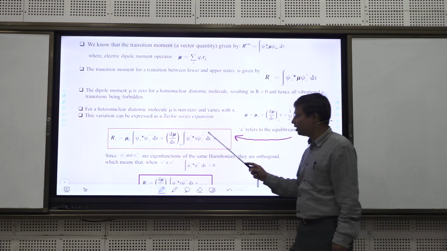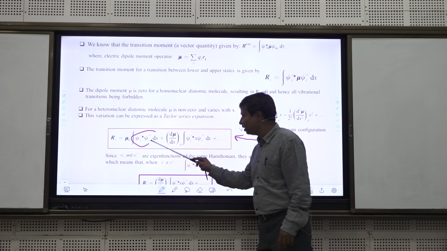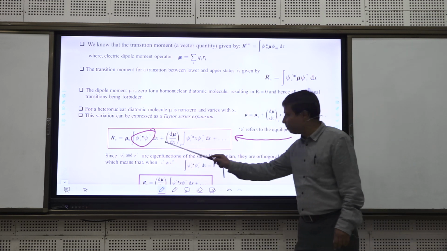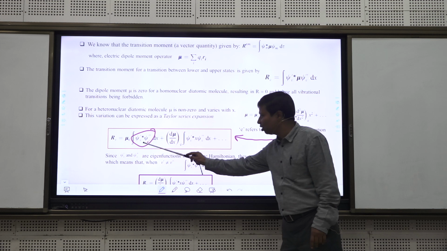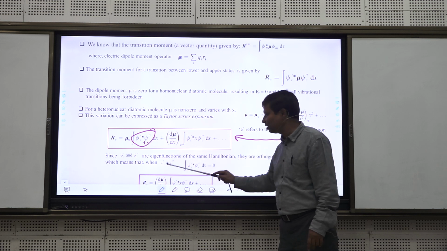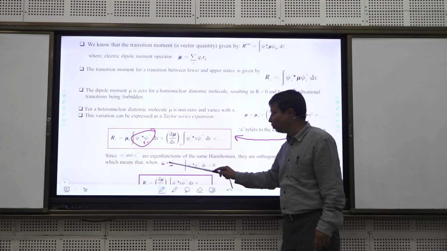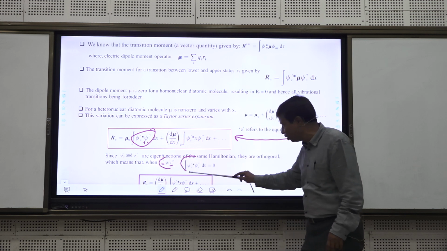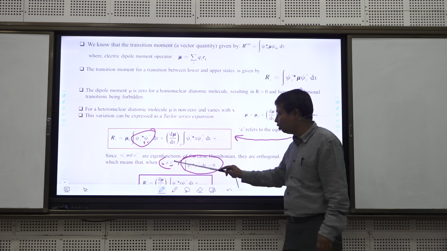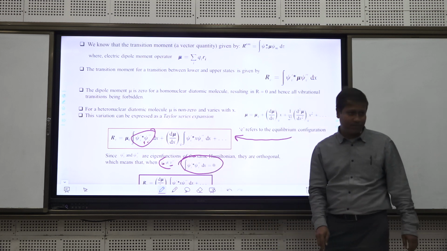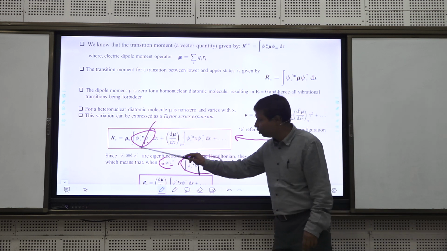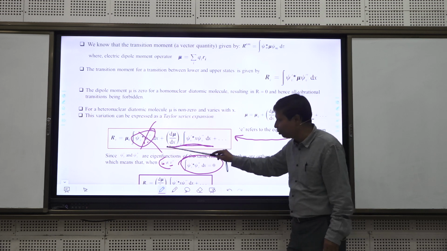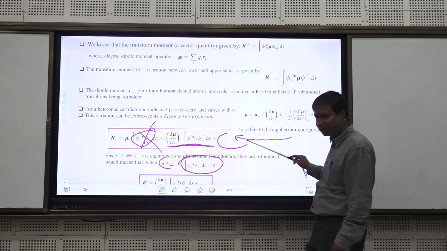Now in this expression, these two wave functions are the eigenfunctions of the same Hamiltonian, and that's why they are orthogonal. This will be 0 unless these are the same. So this term is 0. So what is remaining? The next most contributing term is this one, others will be less contributing.